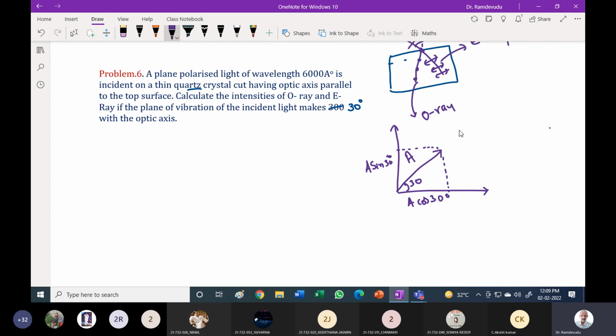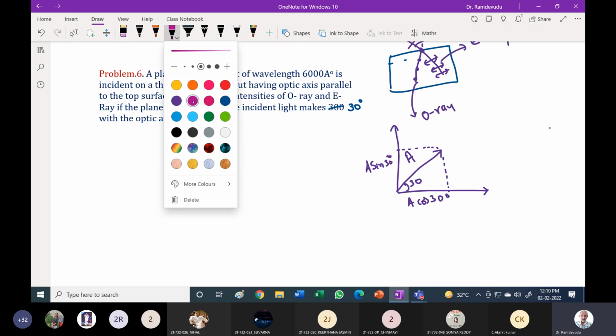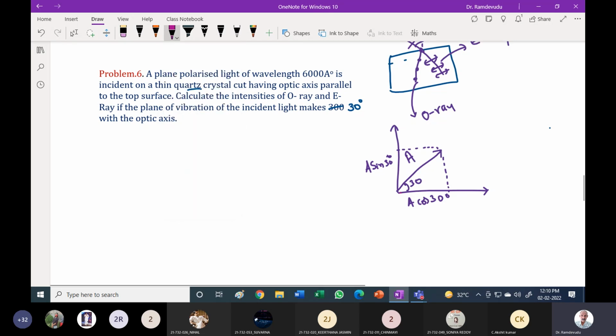The component having perpendicular vibrations is the O ray, and the component which is parallel is called the E ray. Therefore, this component will be the E ray because it is parallel to the axis. And the component in the perpendicular direction will be the O ray. They're asking to find the ratio of the E ray and O ray.